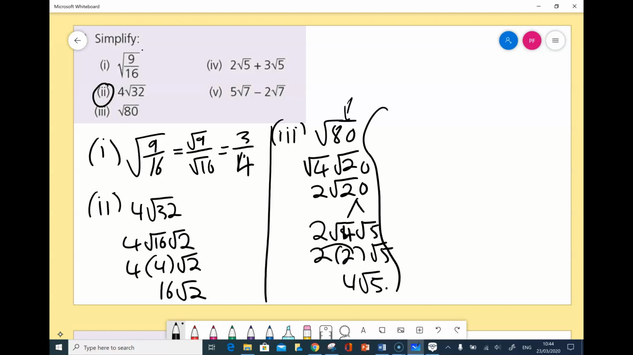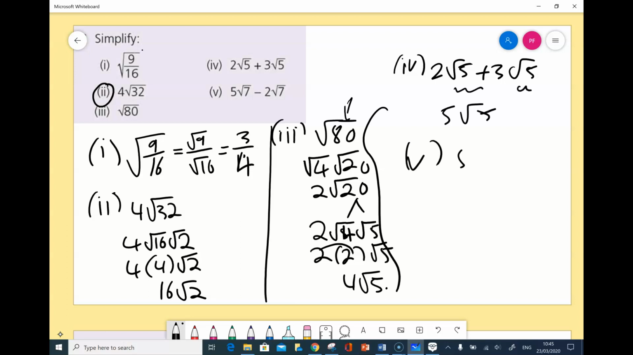Okay, part 4. I've got 2 root 5 plus 3 root 5. It's nice and easy. They're like terms. So that's 5 root 5. And part 5, I've got 5 root 7 minus 2 root 7. So they're like terms again. So 5 take 2 is 3. So that's 3 root 7.